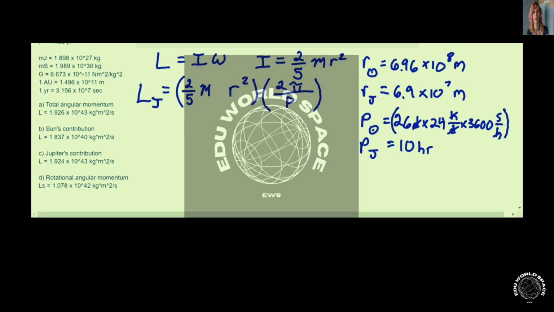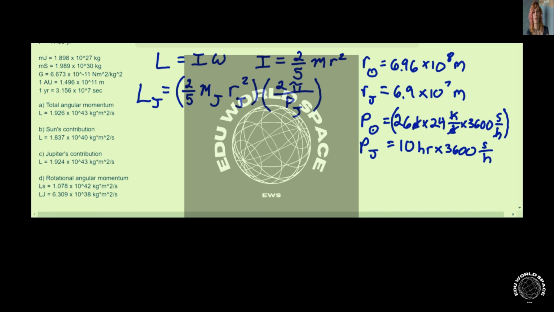Right, the angular momentum of Jupiter is 2/5 times the mass of Jupiter times the radius of Jupiter given in the problem, times 2 pi over the period of Jupiter, where the period is going to be 10 hours times 3,600 seconds per hour. That's what we're going to plug in for the period. And we get that the rotational angular momentum of Jupiter is 6.309 times 10 to the 38th kilogram meters squared per second.